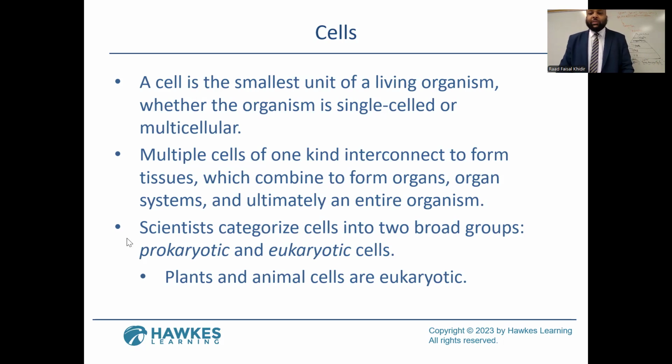So multiple cells of one kind, we said that, interconnect to form tissues, which combine to form organs and organ systems, and ultimately an entire organism. Scientists categorize cells into two broad categories. There are prokaryotic and there are eukaryotic cells. So plants and animals, we are eukaryotic. So bacteria are prokaryotic, but plants and animals are eukaryotic.